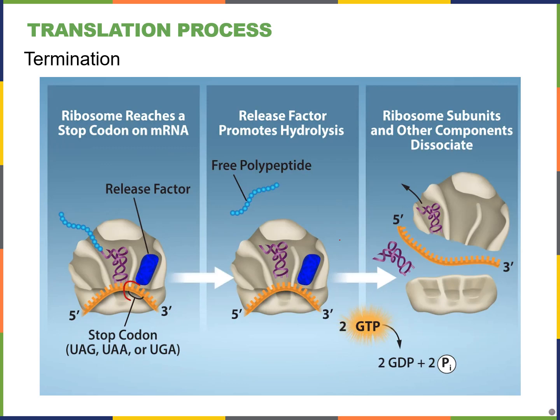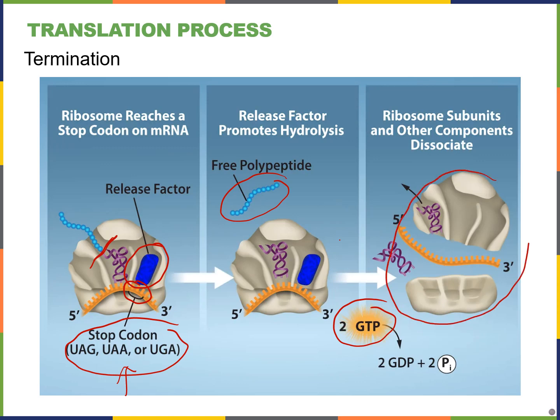Again, in the A site, we're going to reach one of those 3 stop codons. Since there's no transfer RNA corresponding to any of these stop codons, protein release factors will bind to that A site, and it's going to catalyze the hydrolysis between the last amino acid and its transfer RNA. This is going to cause the release of the polypeptide, and then GTP will be used to disassemble the ribosomal subunits. The large subunit and the small subunit will break apart, releasing the messenger RNA as well.